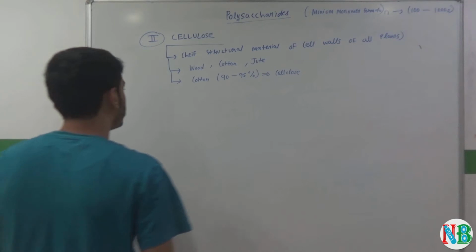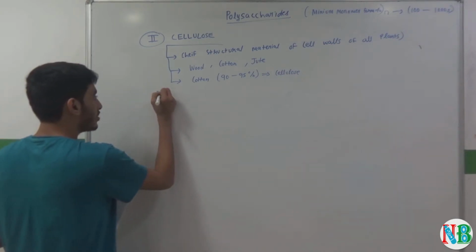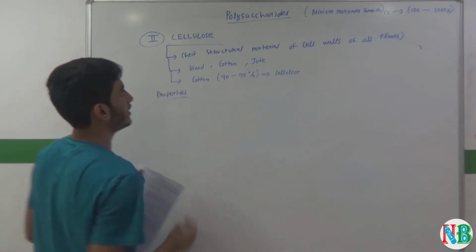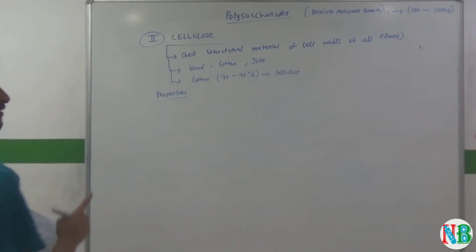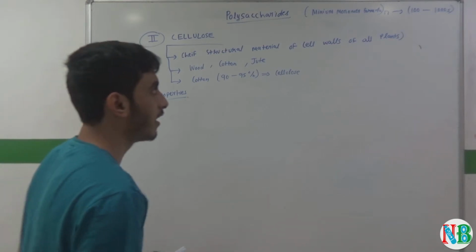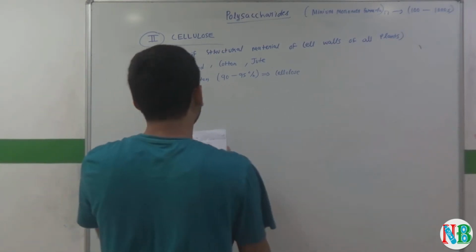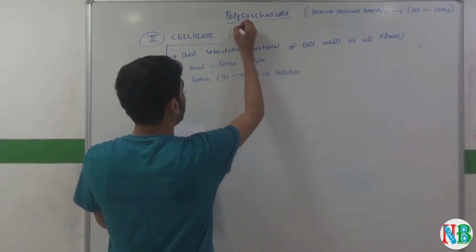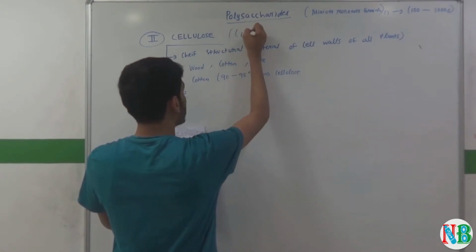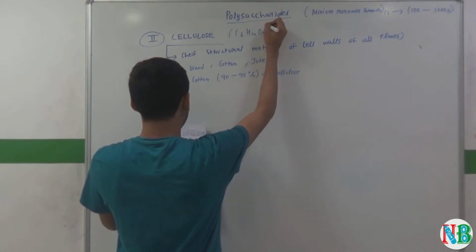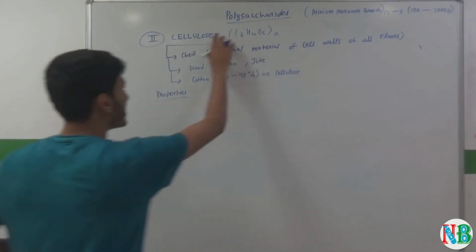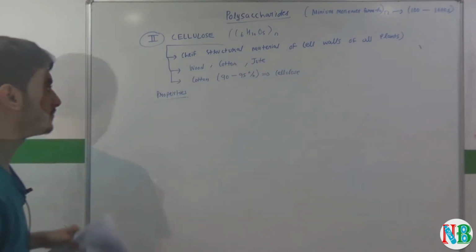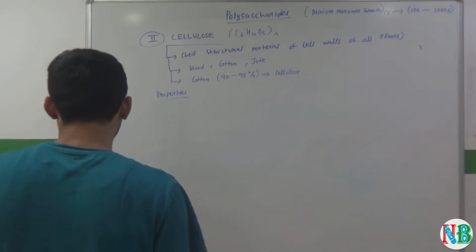Okay, so now come some of the properties of cellulose. Before properties, the first thing that comes is the formula. The formula should have a minimum monomer formula into n. So the formula looks like C6H10O5 into n. This formula is just the same as the formula of starch.